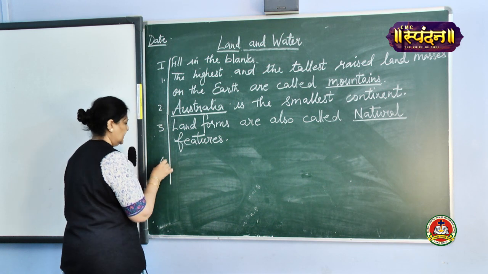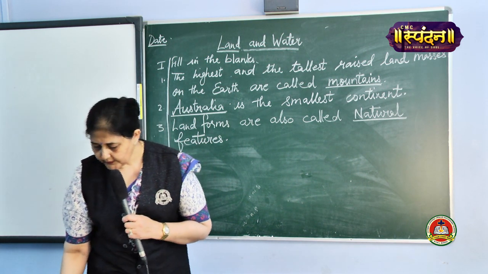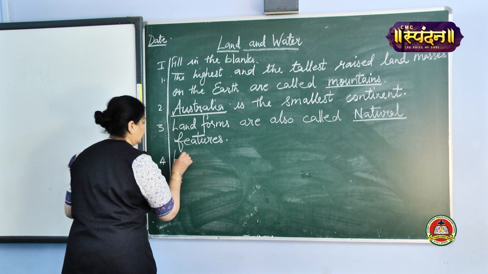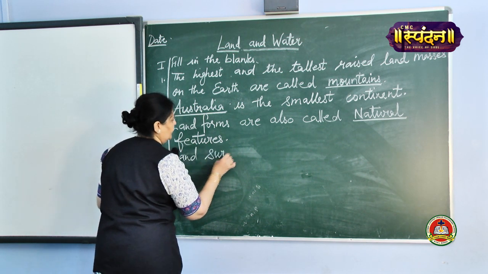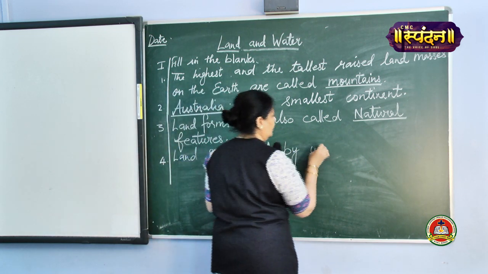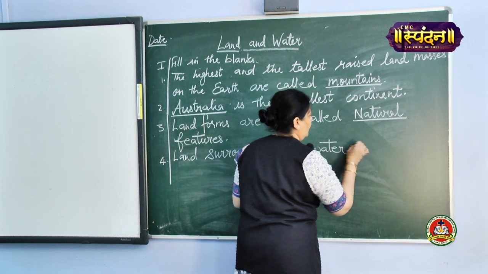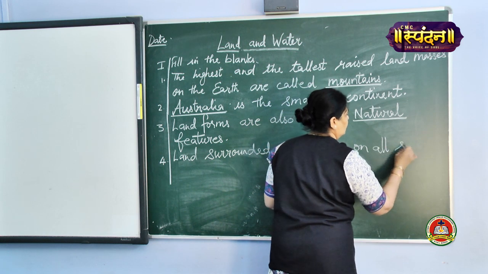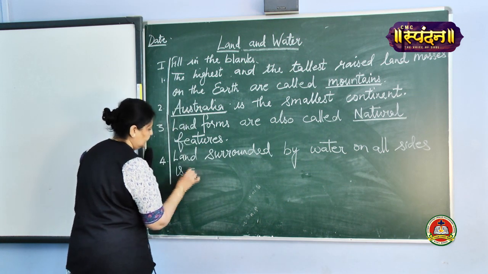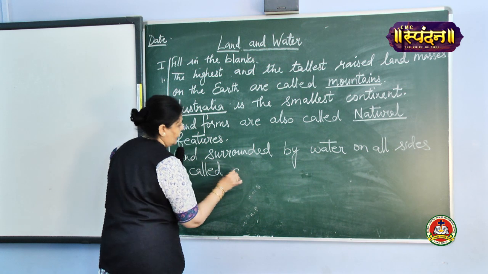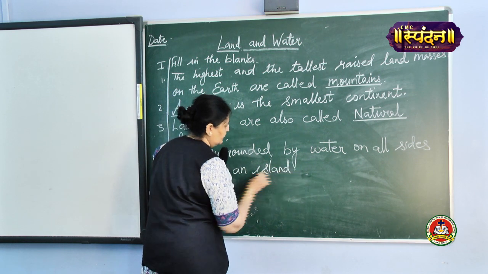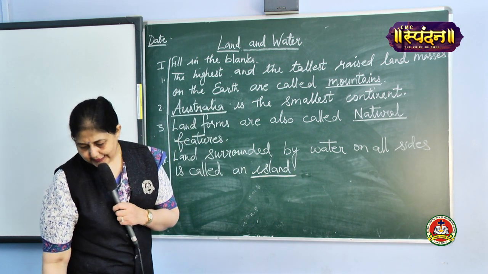Alright. Then number 4. Land surrounded by water on all sides is called an island. Yes, children? Right, an island.